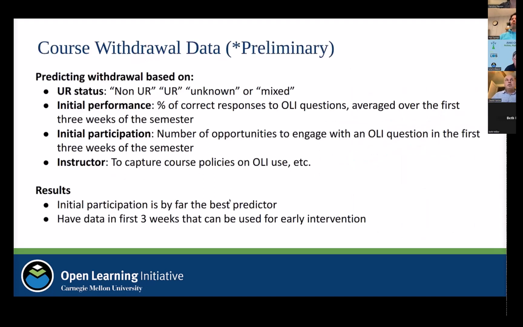The other one was students who withdraw. These are schools where the DFW rate is quite high, with a lot of people withdrawing. By far, the biggest predictor is not their initial performance. If they come in and are not doing that well on the OLI activities, getting them wrong a lot, that doesn't predict that they're going to withdraw. The primary predictor of student withdrawal is not having enough time to work on the course.